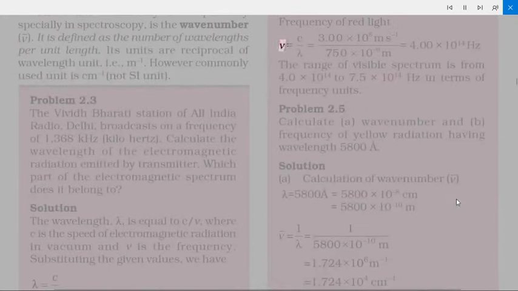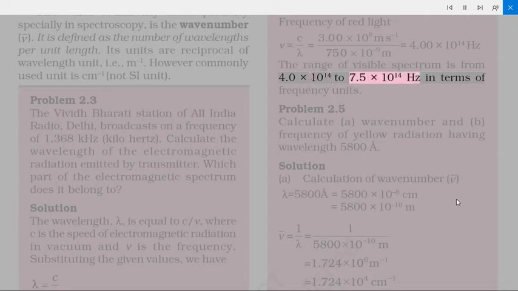Frequency of red light nu is equal to 4.00 times 10¹⁴ Hz. The range of visible spectrum is from 4.0 times 10¹⁴ to 7.5 times 10¹⁴ Hz in terms of frequency units.